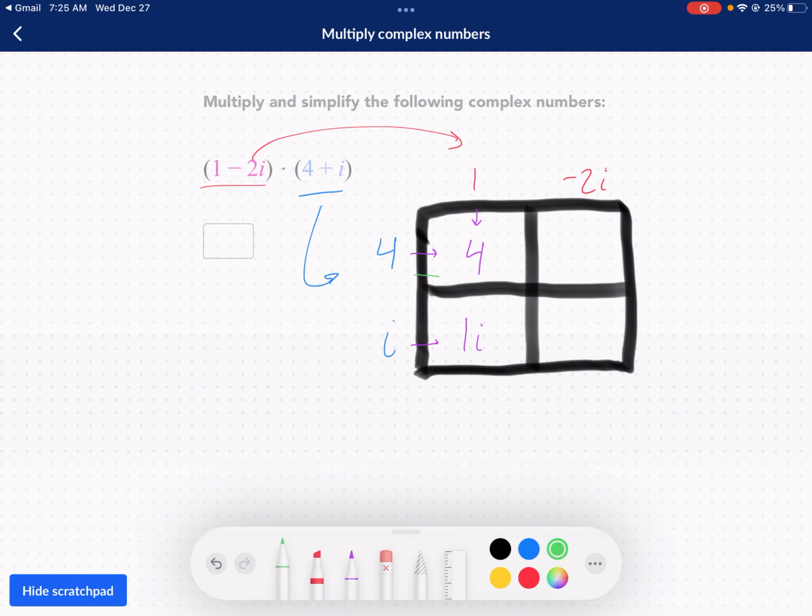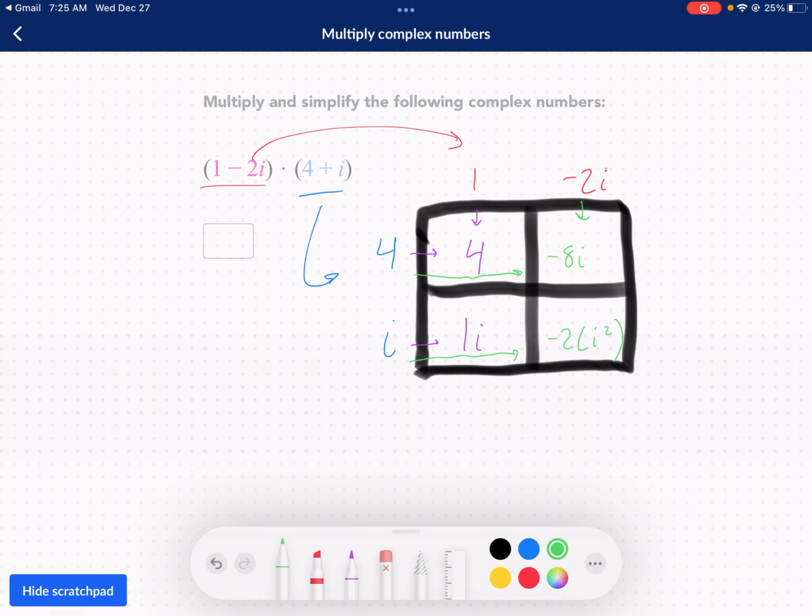And then same thing over here. So I do the 4 times the negative 2i, and that gives me negative 8i. And then the i times the negative 2i, and that gives me negative 2. And I'll write it as i squared for now. Later I need to change it, okay?